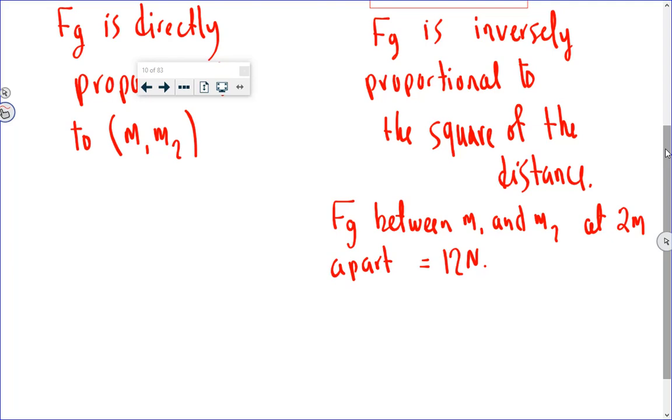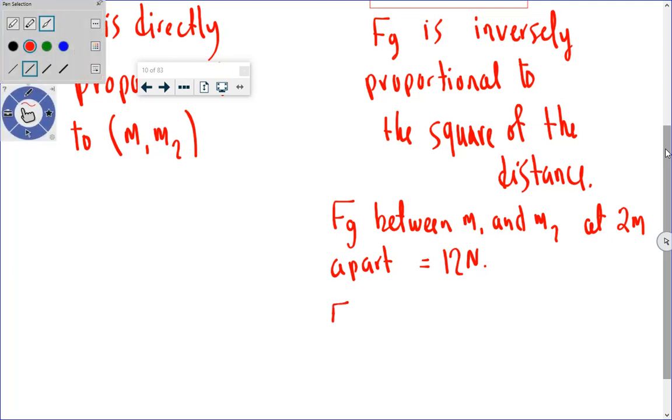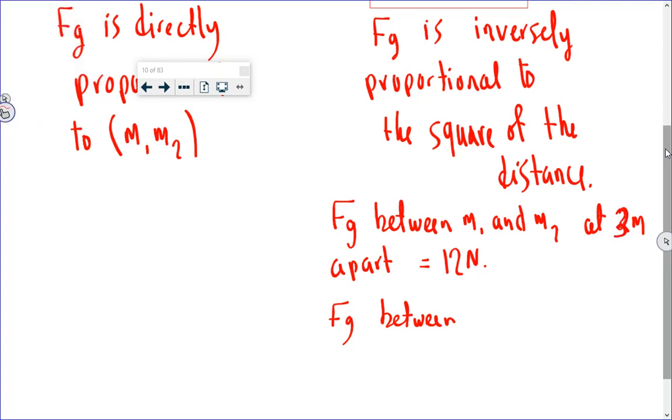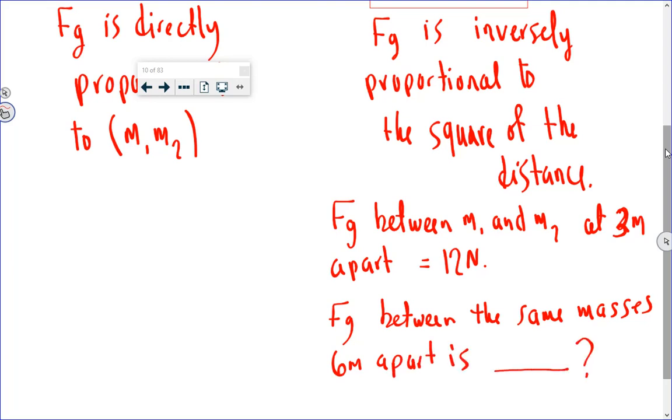If that's the case, then the force of gravity, I'm going to change this to 3 meters. Then the force of gravity between the same masses (6 meters apart) is, now, I don't expect anybody to get this answer. I expect some people to get an answer with a little bit of help from me that will be wrong but along the right track.